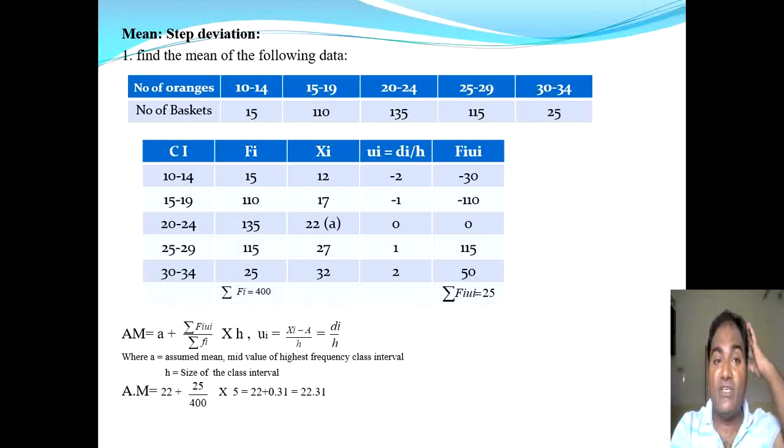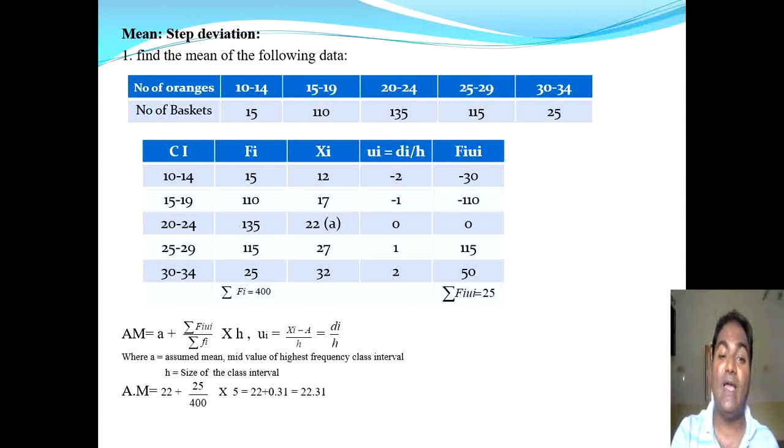And step deviation method, in the step deviation method we are going to find the mean. What is step deviation? I already told you, a plus summation fi into ui by summation fi into h. I think you can recognize the formula. In the previous deviation method we have taken fi into di. Now we are taking fi into ui, and the formula is taken as a plus summation fi ui by summation fi into h, where ui is equals to xi minus a by h.